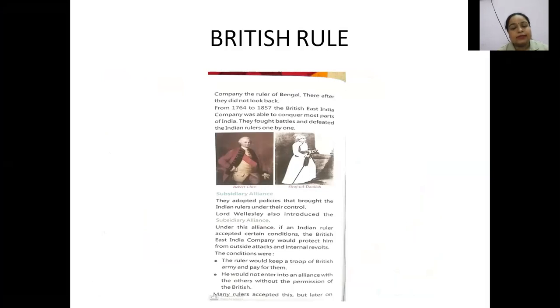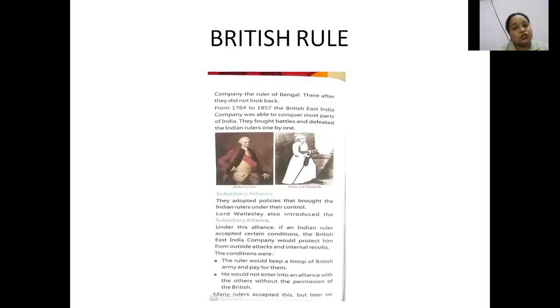What is a Subsidiary Alliance? A Subsidiary Alliance is a type of agreement. It is a type of treaty which a ruler has to sign with the Britisher. There are two important things in this Subsidiary Alliance. What are these two important things? The first important thing is the ruler cannot keep an army of his own. Understood?